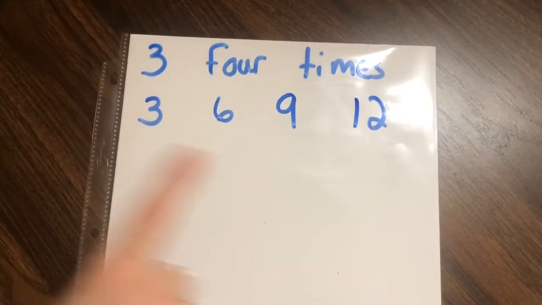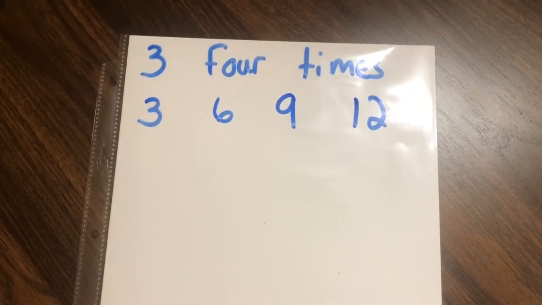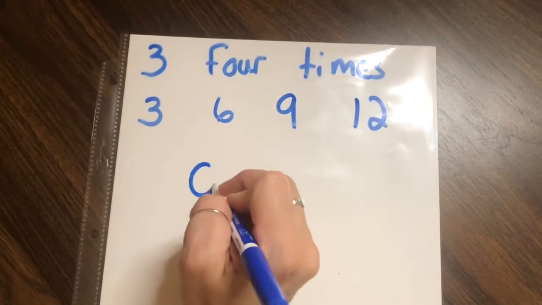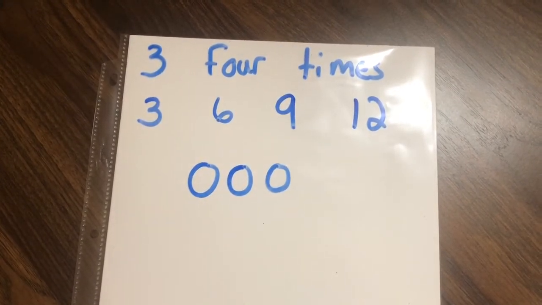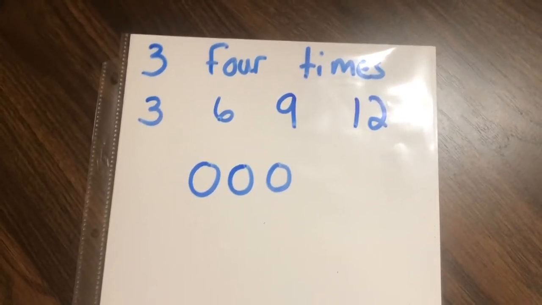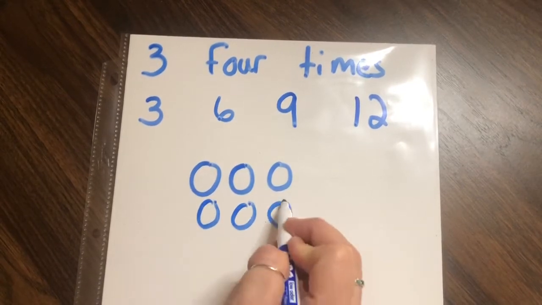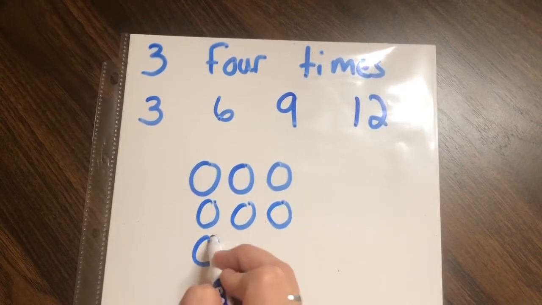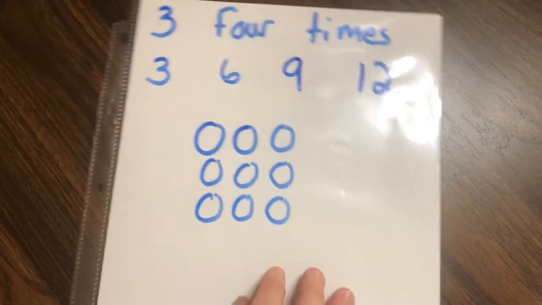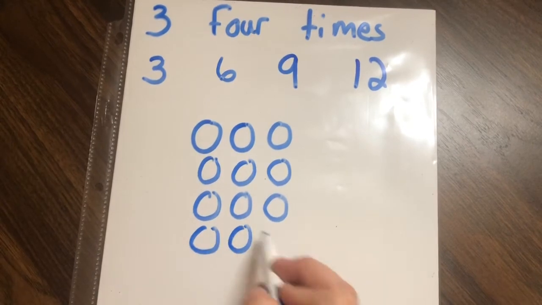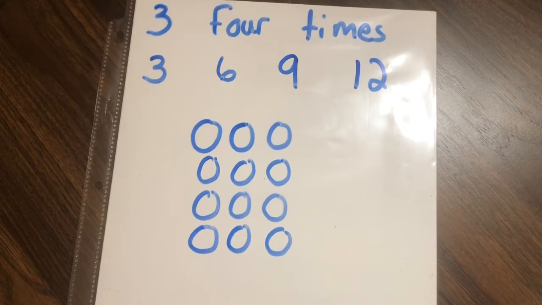I'm gonna draw an array to match that. And each of my rows is going to have 3 in it. A group of 3 in each row. Go ahead and follow along with me on whatever you're writing on. 1 group of 3. 2 groups of 3. 3 groups of 3. 4 groups of 3. Go ahead and pause the video until your array looks like my array.